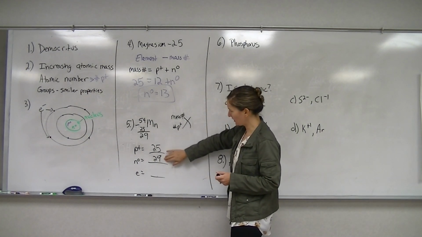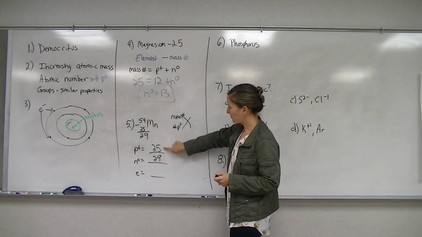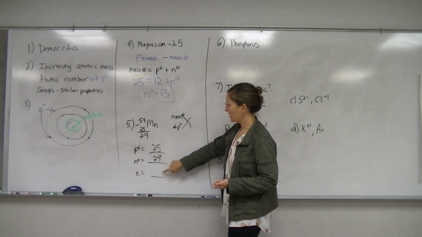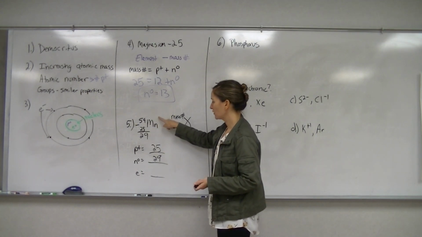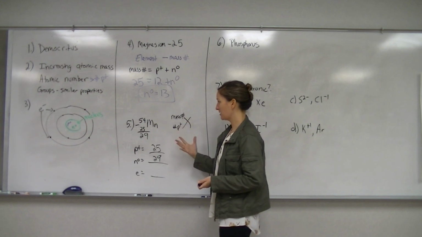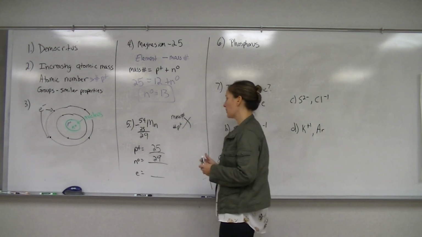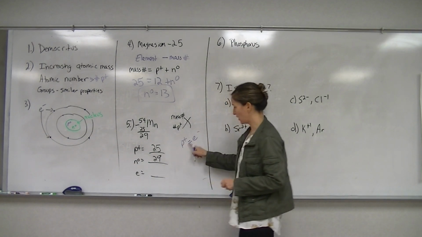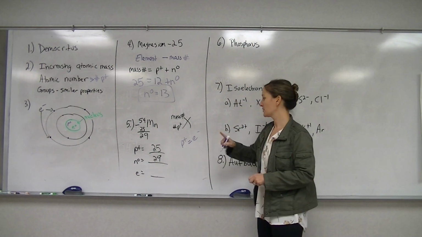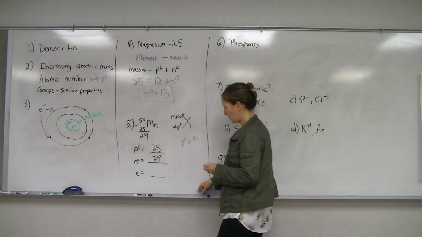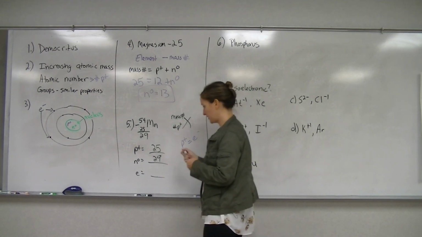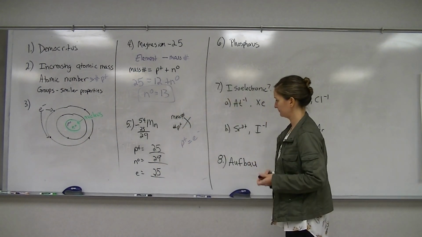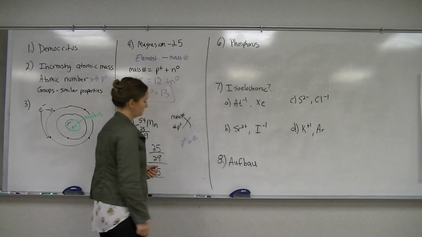So we have the neutrons at 29 by doing that subtraction. We have the protons at 25, which is the atomic number of manganese. And then for the electrons, there's no charge. So that means this atom, this isotope is neutral. So if it's neutral, the protons have to equal the electrons. Positives and negatives have to equal, so they cancel each other out. So that means if I have 25 protons, I must have 25 electrons. All right.